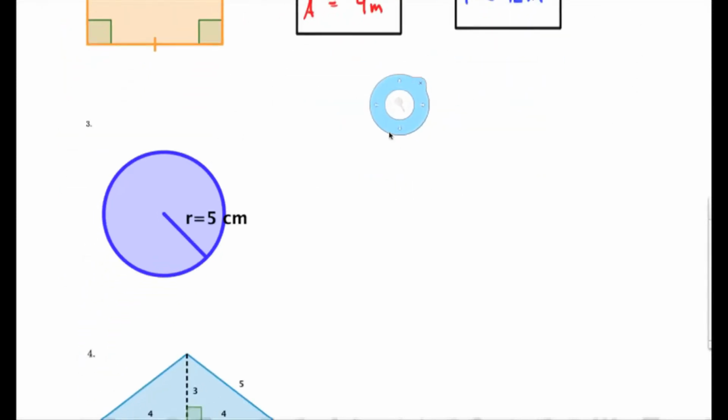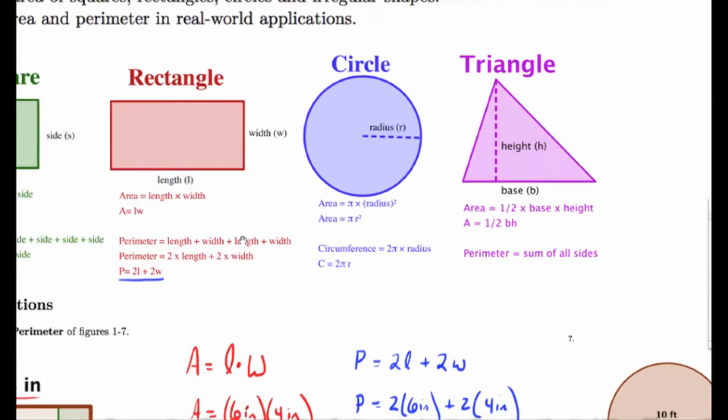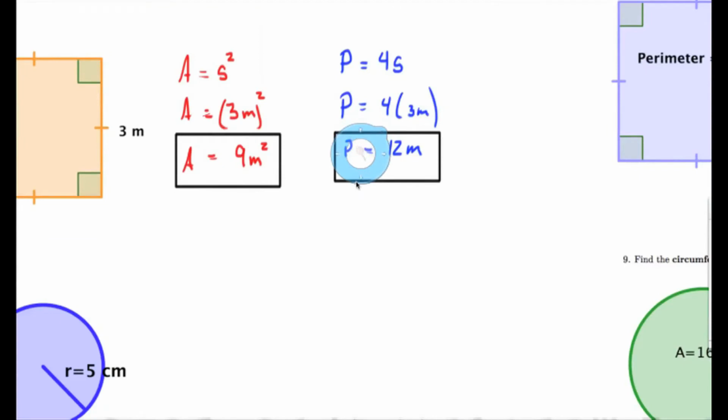Okay, so the next one is a circle. We're looking for the area of the circle, and the perimeter of a circle is known as its circumference. Over here, here's our information for a circle. Area equals pi r squared. That's for the area, and the circumference is 2 pi times the radius, 2 pi r. That's for the circumference.